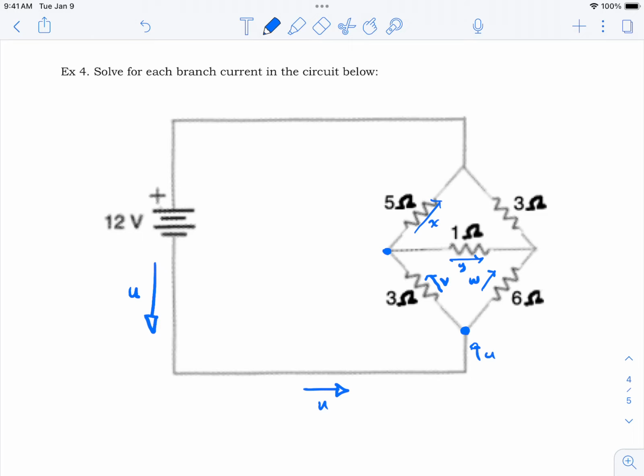Now, by the way, I'm kind of guessing that the flow is going to split that way. For all I know, this current goes the other way, or maybe even this current goes the other way. But that's not particularly important when you're playing with algebra, because all that'll happen is, if X is backwards, it'll come out to be a negative answer. I love that about algebra. Negative just means backwards. Okay.